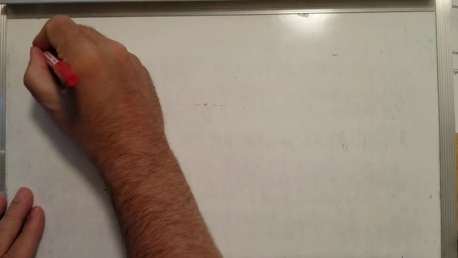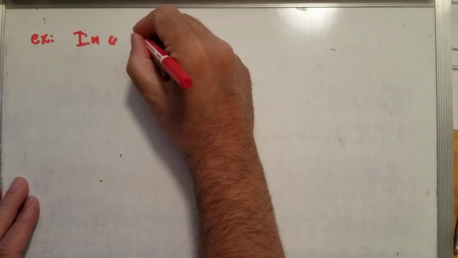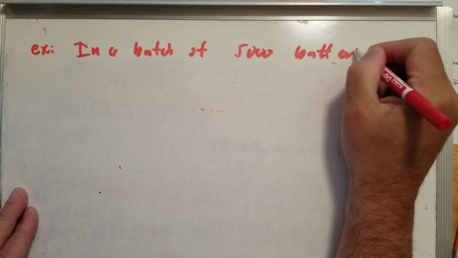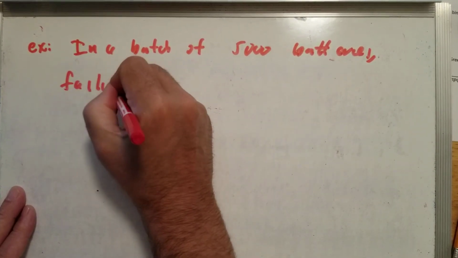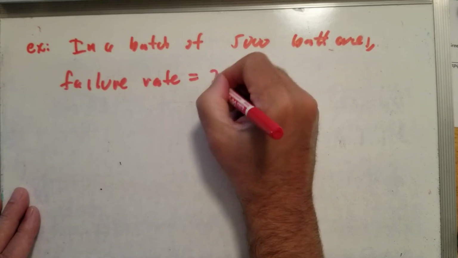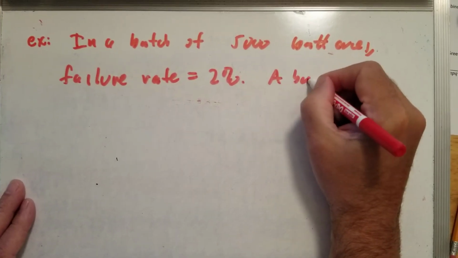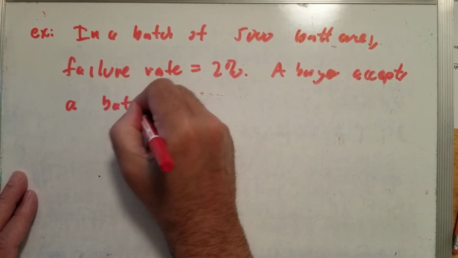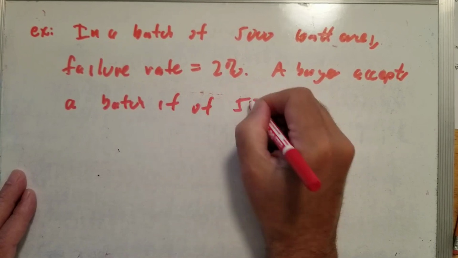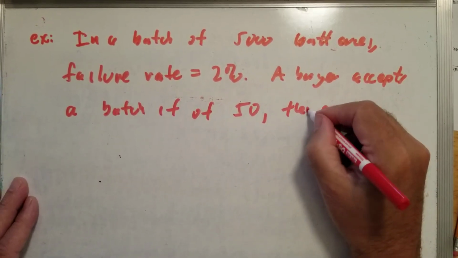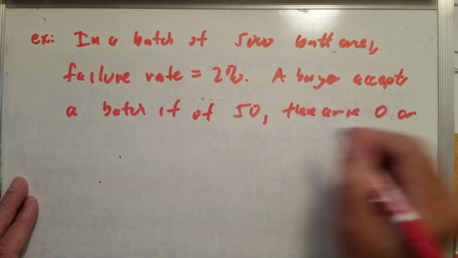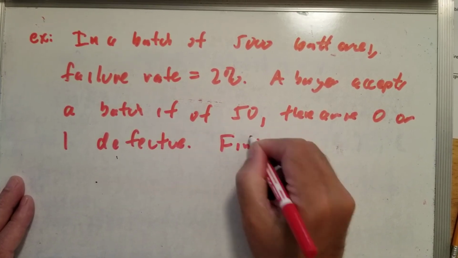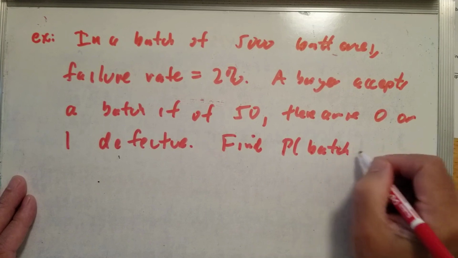Okay, here's the last example. In a batch of 5,000 batteries, the failure rate is 2%. A buyer accepts a batch if, of 50, there are 0 or 1 defective. Find the probability the batch is accepted.